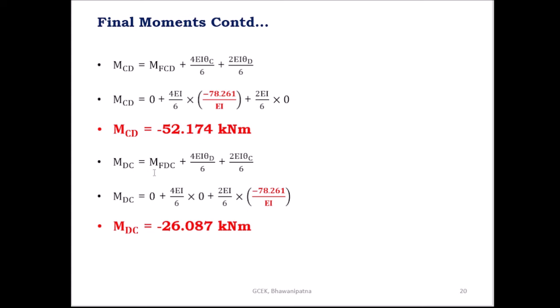Then find out MDC. MDC is equal to MFDC plus 4EI theta D by 6 plus 2EI theta C by 6. So theta C is equal to minus 78.261 by EI and theta D is equal to 0 and MFDC is equal to 0. So put all the values and find out MDC is equal to minus 26.087 kilonewton meter.